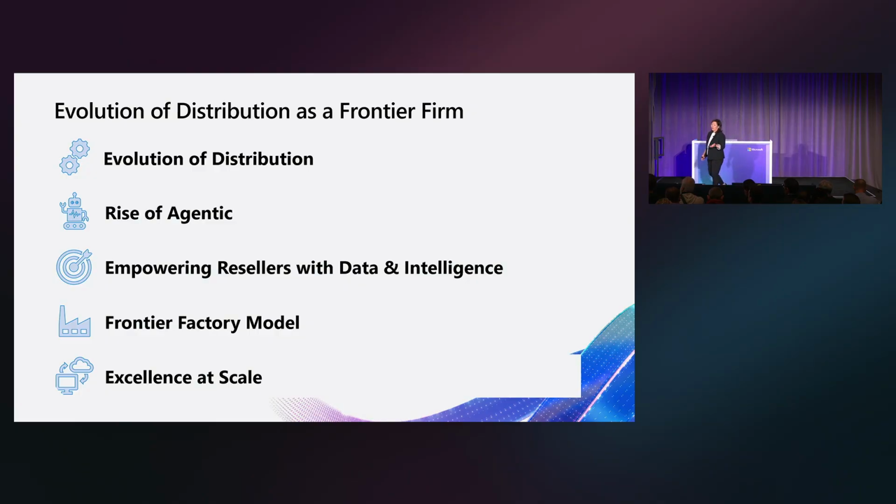Here is where I want to talk a little bit about how the distribution business is evolving as a frontier firm. In case some of you might not be aware, distribution is rapidly transforming from manual logistics to intelligent, automated platforms. Today's distributors are no longer just moving products. They are digital factories, leveraging data and AI to drive scalable and repeatable growth. They are trying to empower resellers with actionable intelligence. Distributors have become strategic enablers for the business. They help you optimize sales, support customer acquisition, and fuel renewals and expansion.